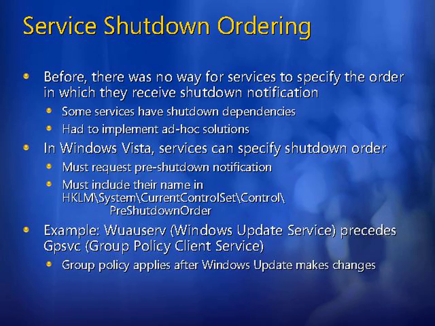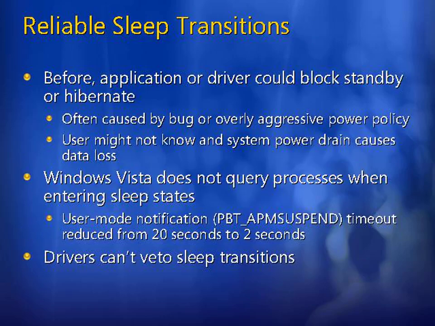There is a way also for the services that are shutting down to specify their shutdown order, just like services can on their startup specify dependencies, group names, and tags. There's a registry key under the pre-shutdown order value. It's a list of multi-strings that services can put themselves in so that the service control manager knows in what order services should be shut down. And there's a couple of examples, actually just two in there right now. The Windows Update Service and the Group Policy Service have the shutdown ordering specified.